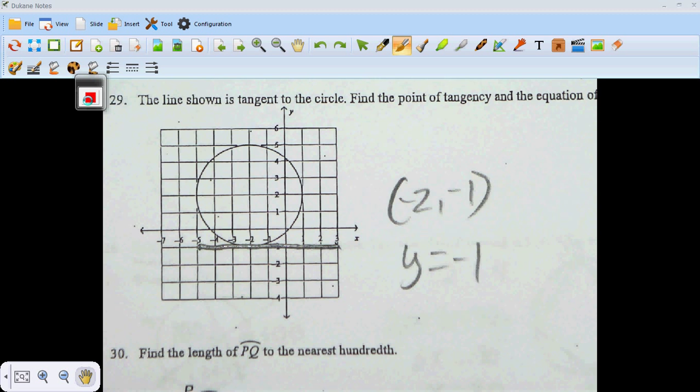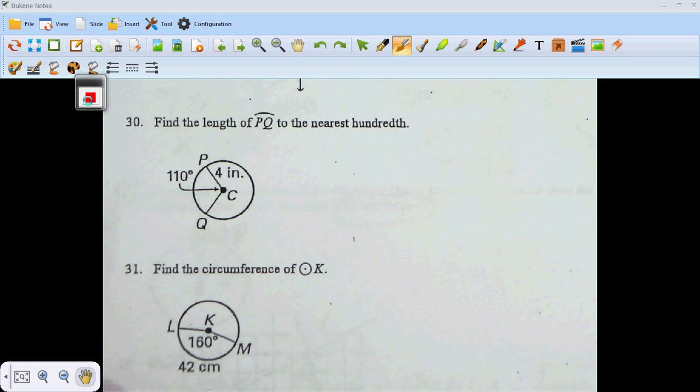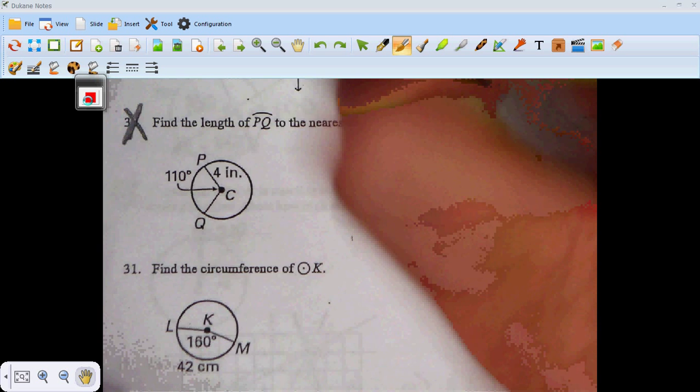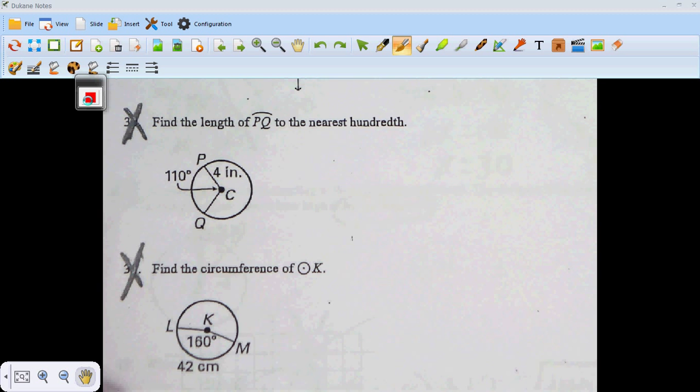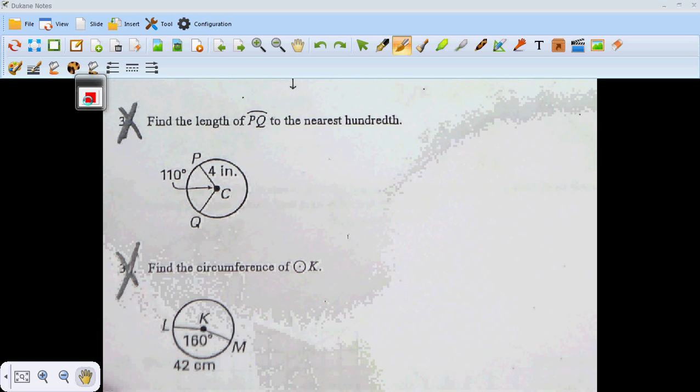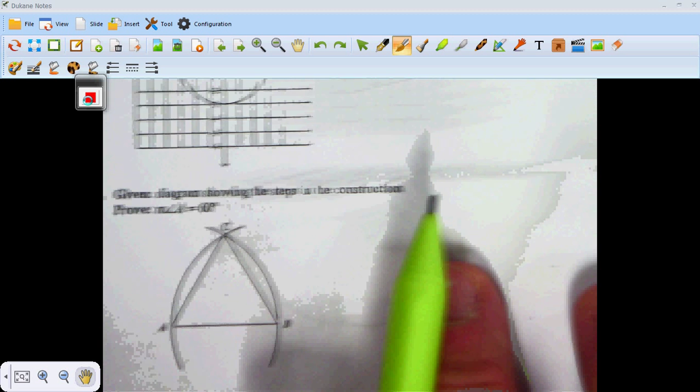Now, number 30, again, I did not feel confident enough to test you on it. So 30 and 31 we're going to skip. We're probably going to start on Tuesday with these right here, 30 and 31. Okay, number 32.